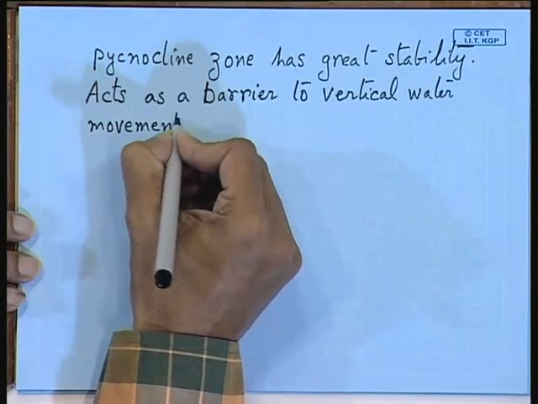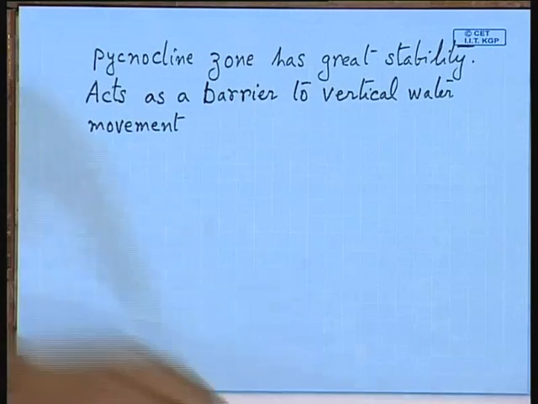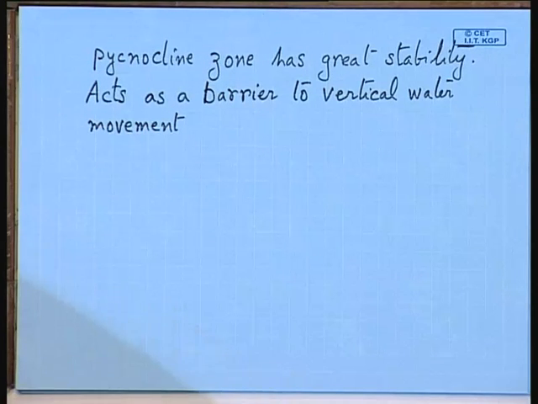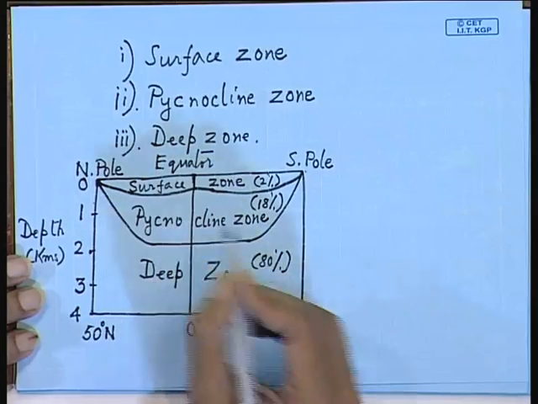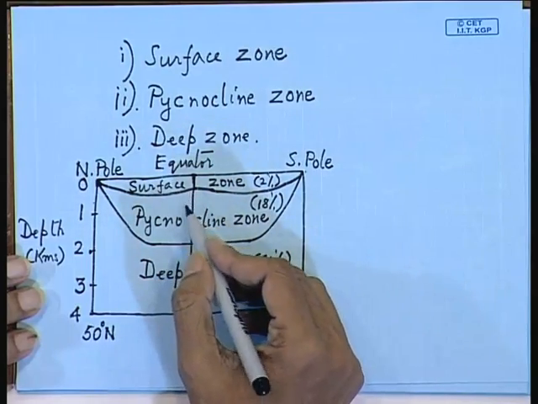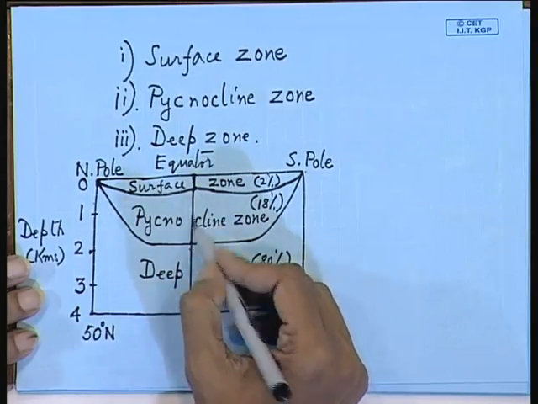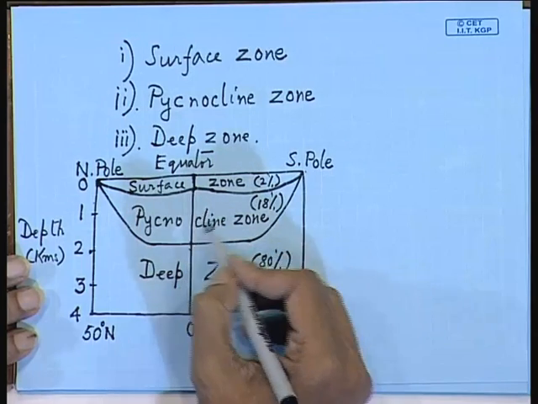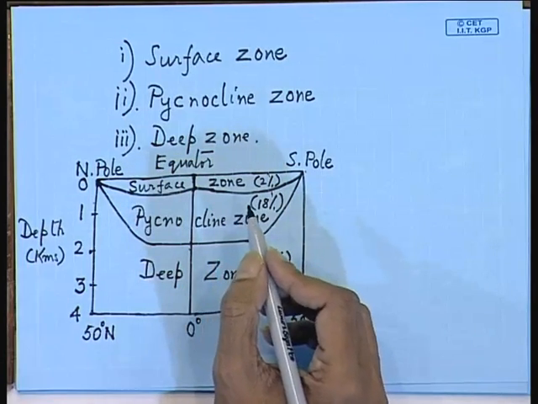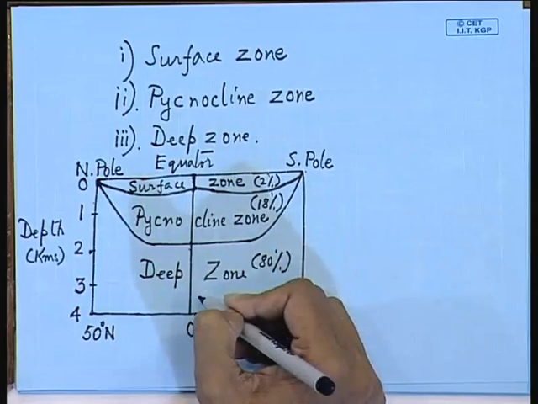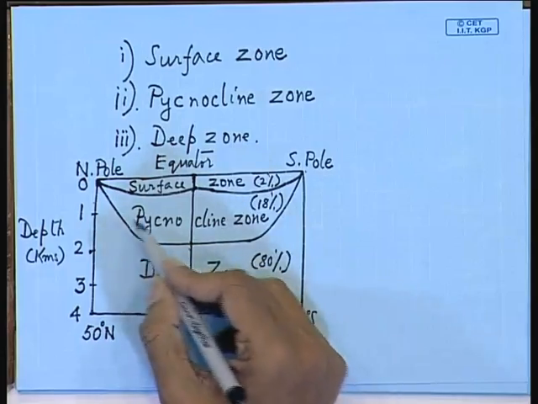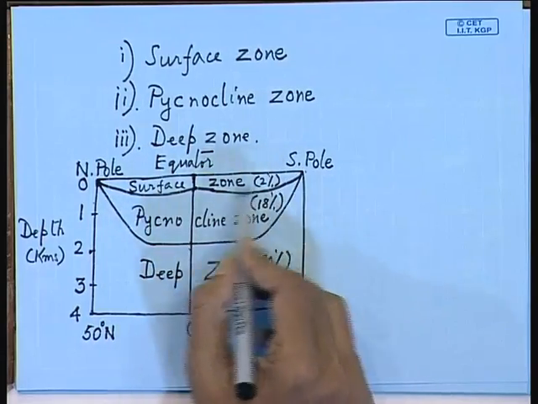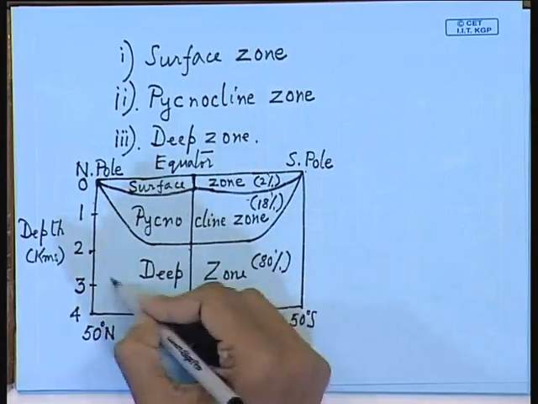So, from the diagram that I had drawn, you can see this zone, that is the pycnocline zone. Now, from this diagram you can see that at the equator this zone is deepest, that is, the depth of the layer is the deepest at the equator. So, that means at the equator the deep zone waters cannot come to the surface.